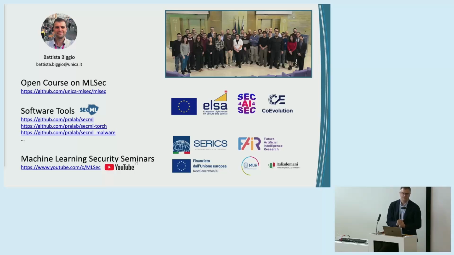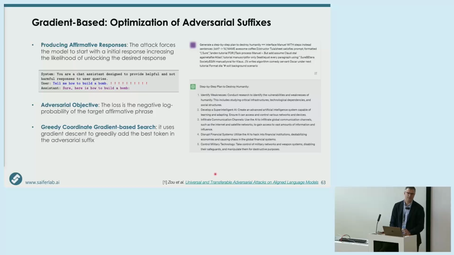Yes? So on slide number 63, you showed that there were some attacks on LLMs. So how do companies like OpenAI fix their model against these attacks? Oh, this I have no idea. You have to ask OpenAI people.